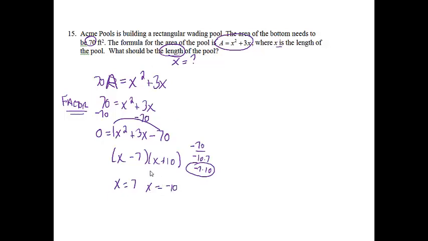Well, if I'm dealing with a real life situation, a negative number definitely will not work. And it said what should be the length of the pool? The length of the pool should be 7. We're dealing with feet. So the length of that pool should be 7 feet.